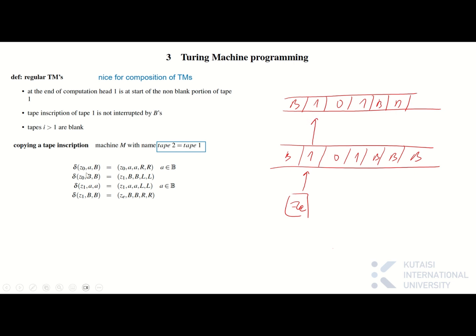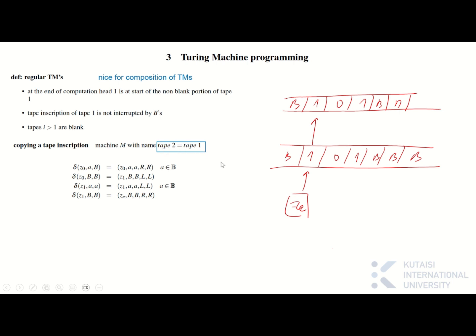What you can do, by the way, is an exercise: you can also erase the first tape. So when you're copying from Z0 A B, you can go to blank A, right? That will erase the first tape and write it on the second tape. But how this machine works, it just copies tape 2 equals tape 1.